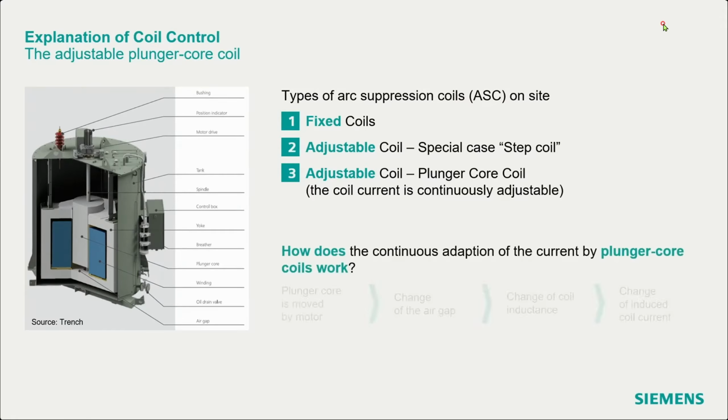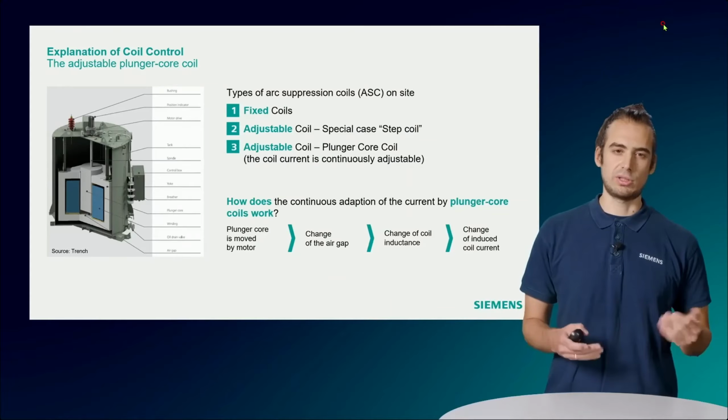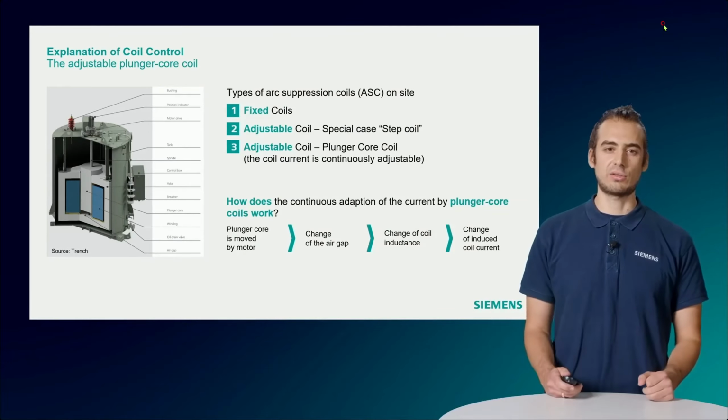So how does the plunger core coil work? It has a movable plunger core which can be moved up and down by a motor, and by this we change the air gap of the coil, and by this of course we change the inductance of the coil and the inductive current the coil provides.